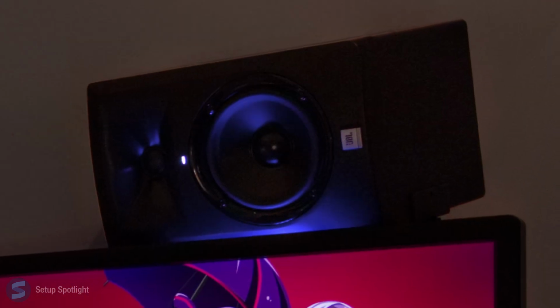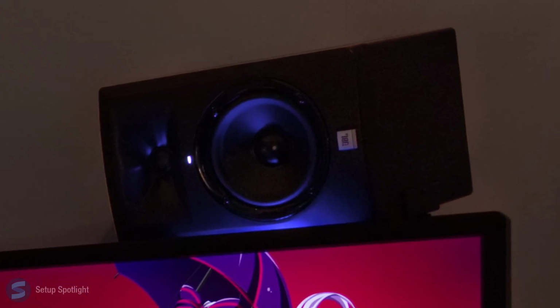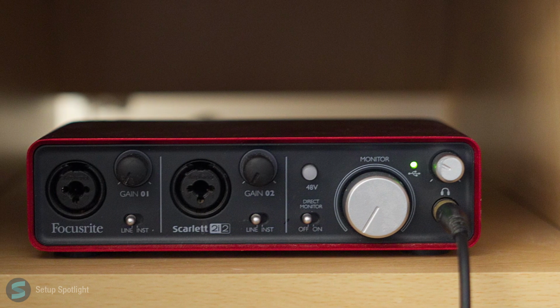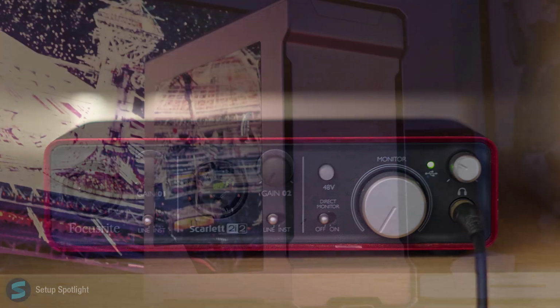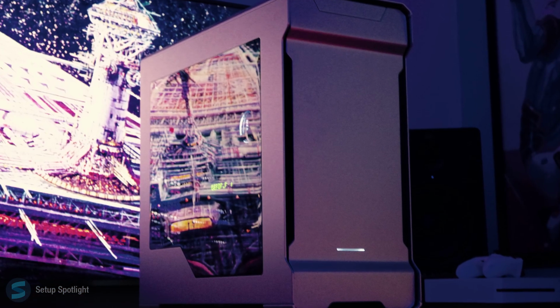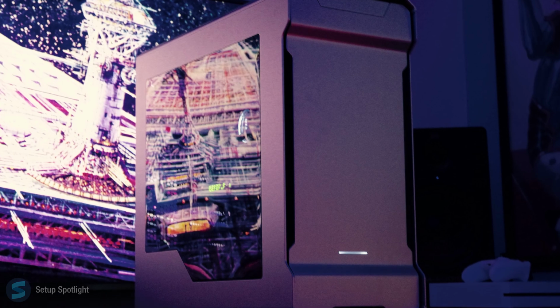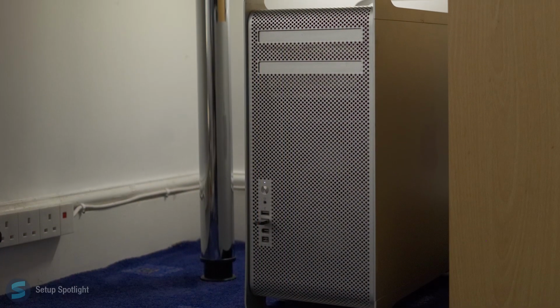For audio, he's using the JBL LSR 305 speakers, and he also has the Focusrite Scarlett 2i2 audio interface. He has two PCs. One is a primary workstation, and one is for his server. A list of the specs for both will be down below in the description.